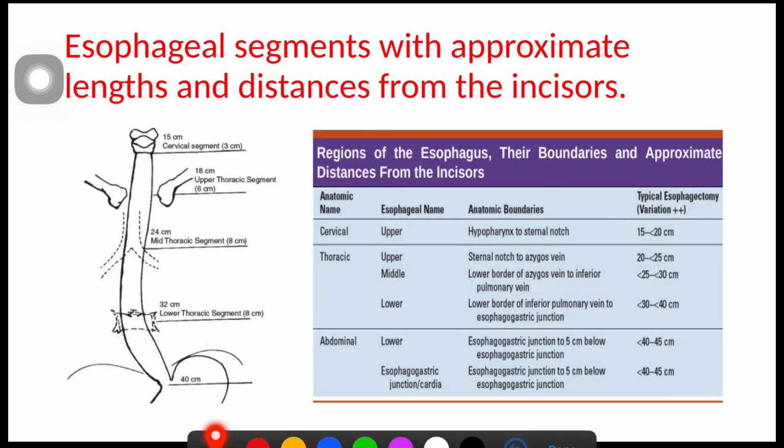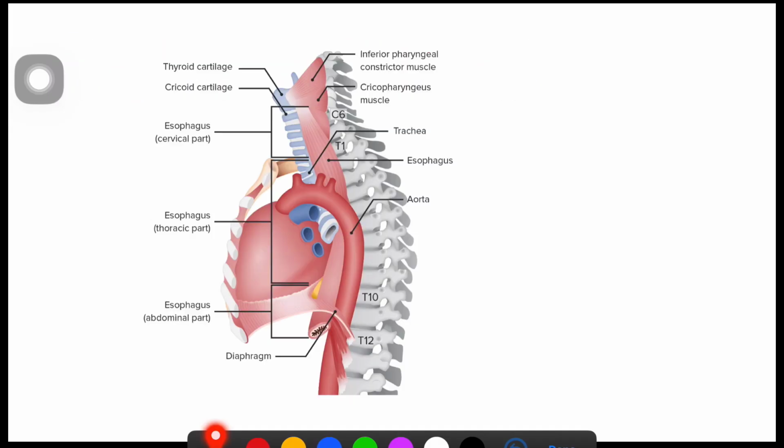Now let's see the different anatomical levels of the esophagus, the names of its segments, and the distance from the incisors. Anatomically it is divided into cervical segment and thoracic segment, again divided into upper, middle and lower thoracic segment, and abdominal segment, where it is divided into lower and esophagogastric junction. Approximately, upper incisor to GE junction is around 40 centimeters.